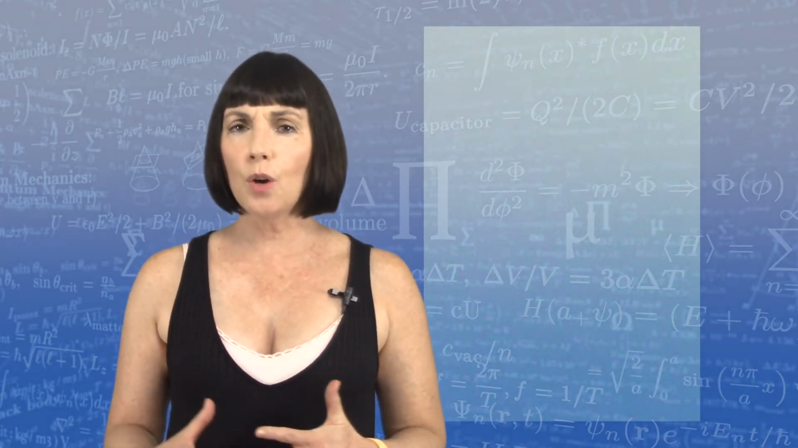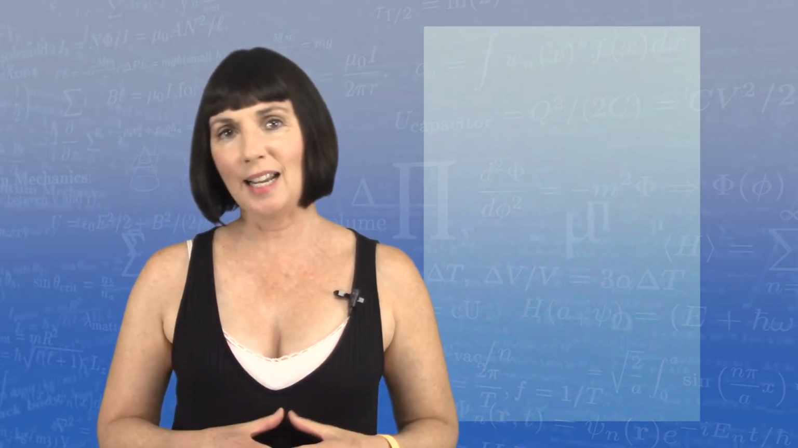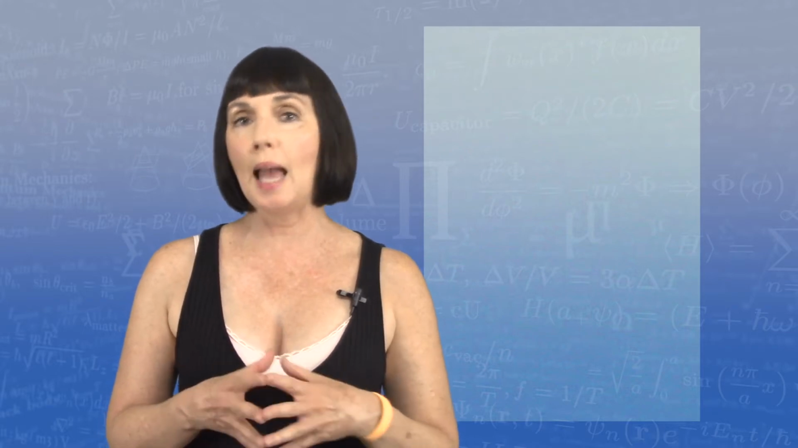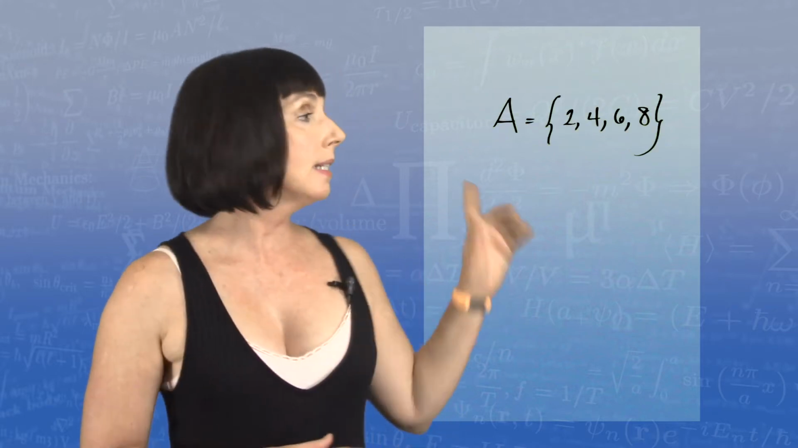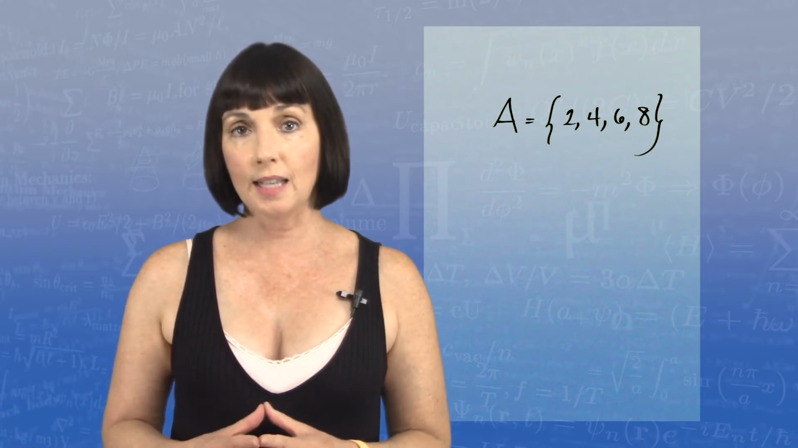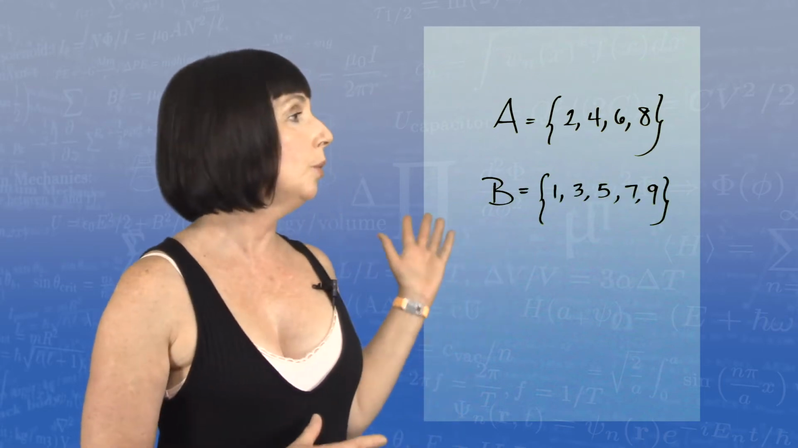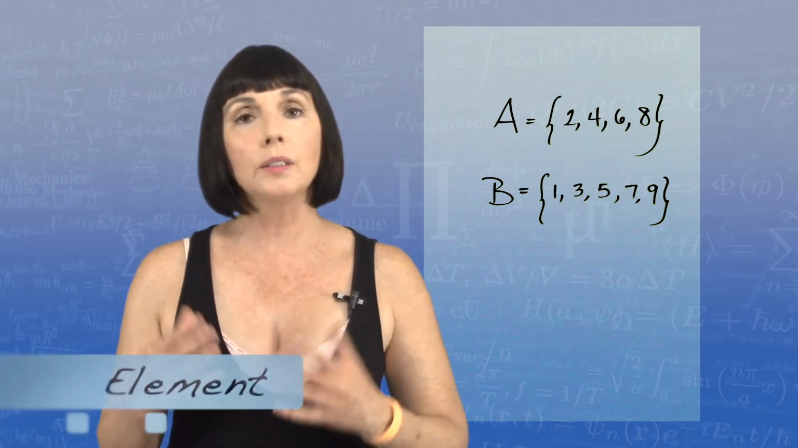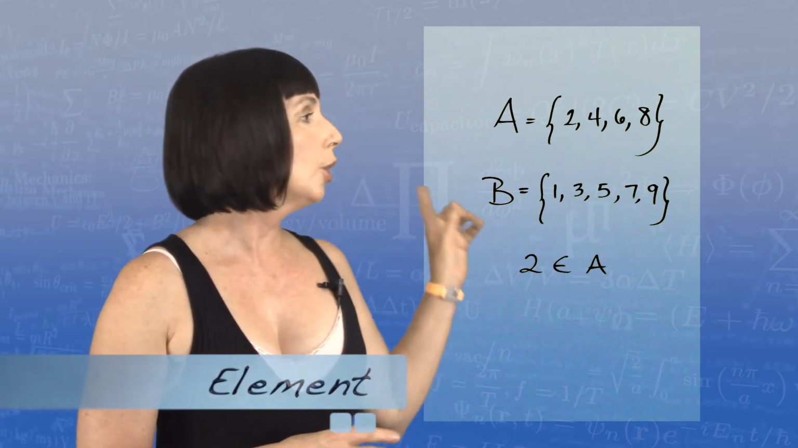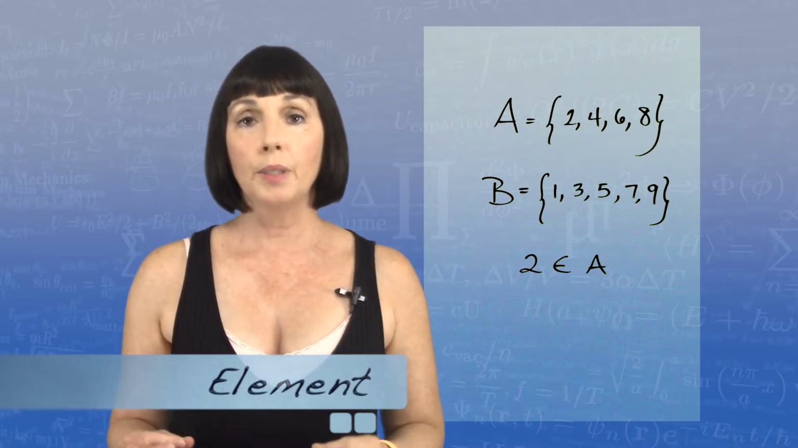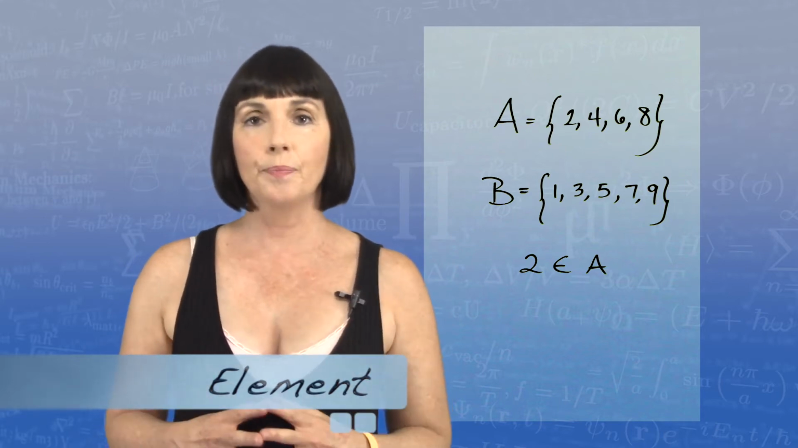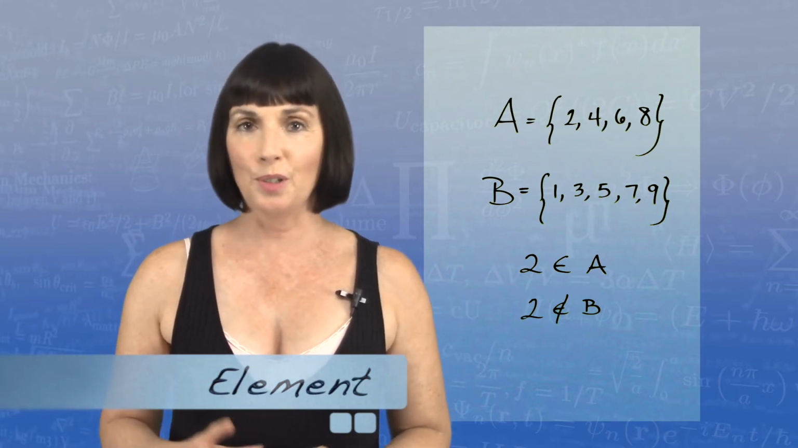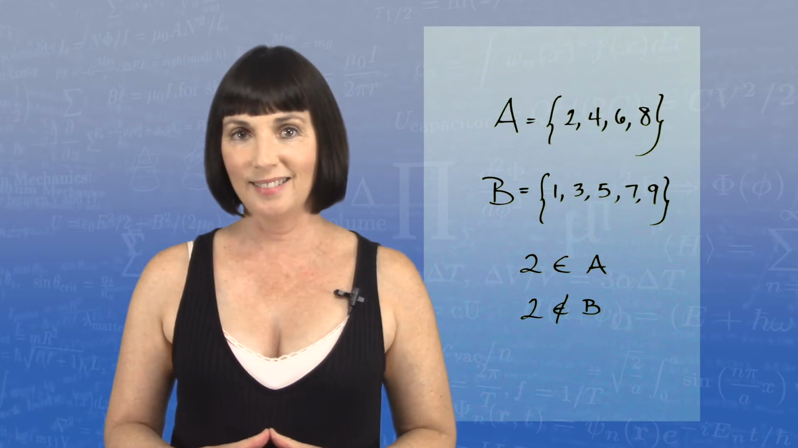Set theory has its own language or notation, so let's take a look. Sets are usually written between curly brackets and denoted by capital letters. So for example, set A is equal to {2, 4, 6, 8}, and set B is equal to {1, 3, 5, 7, 9}. Now an item in a set is called an element, and we write it like this. 2 is an element of set A because the number 2 is in the set. But 2 is not an element of set B. There is no 2 in set B, and we write it like this.